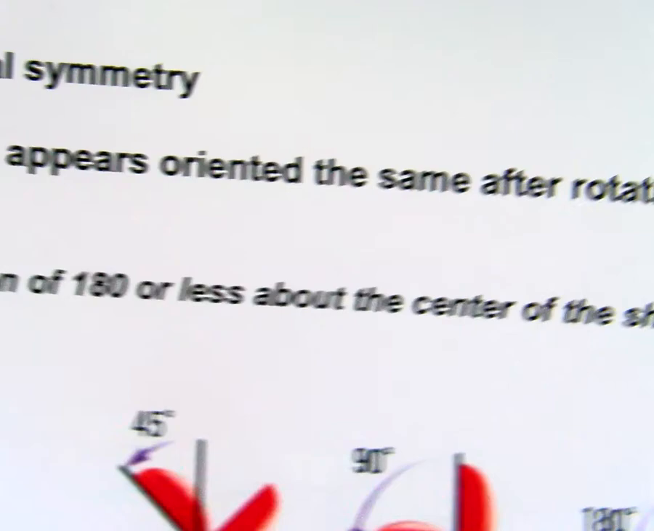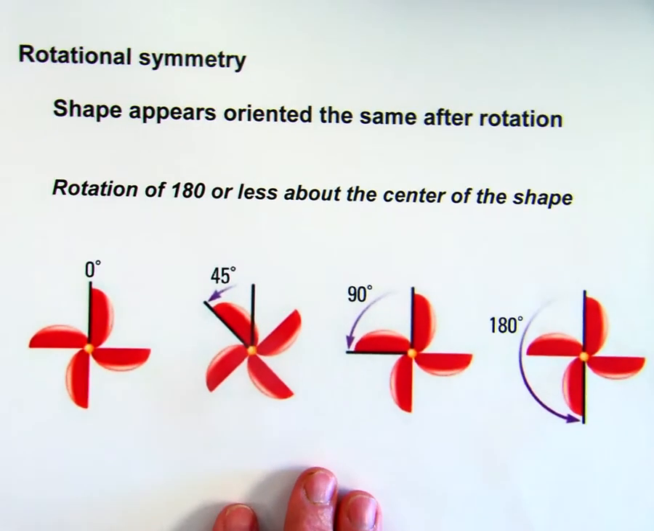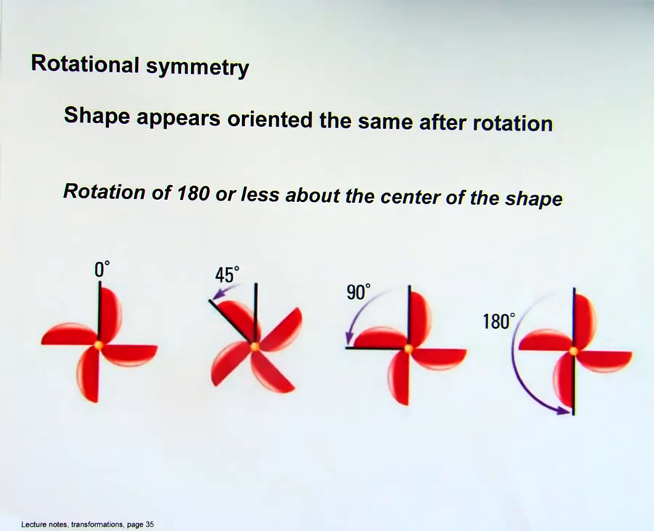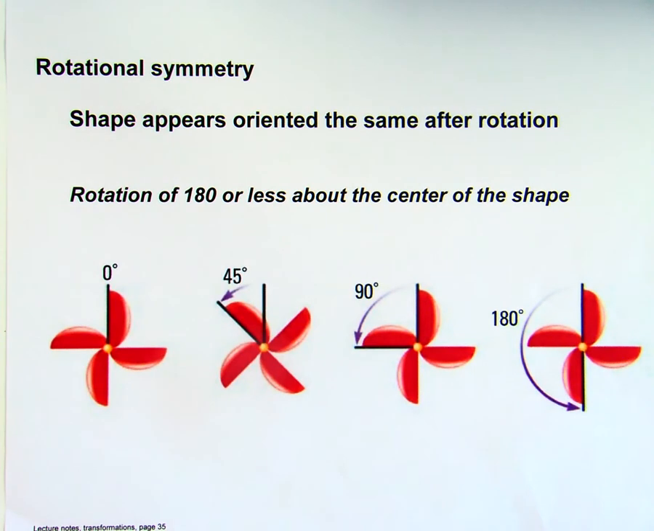Okay, that takes us through the lower level type of symmetry. Now for a little bit more about the geometry symmetry. The first thing we're going to talk about is rotational symmetry. Okay, rotational symmetry, write this in your cipher, means that the shape appears oriented the same after the rotation is completed.